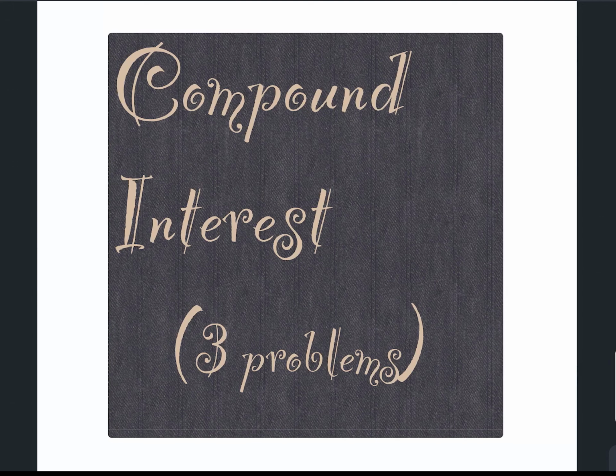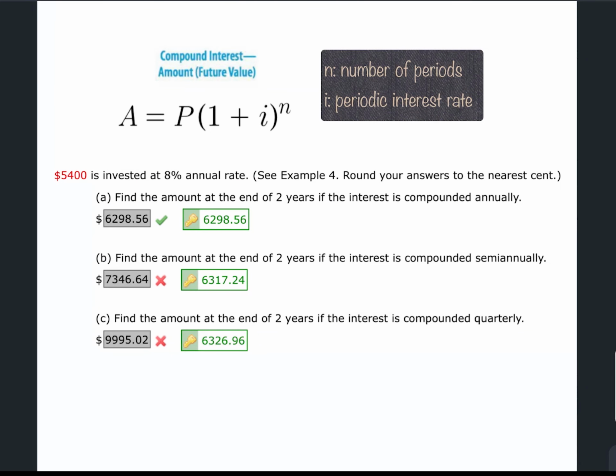Hey guys, in this video we're going to continue our discussion on compound interest with 3 example problems. Now, to review, as discussed in the prior video, the compound interest formula is composed of 3 values that we're going to take into consideration when calculating it. These values are P, the principal amount, or the initial amount of money that you begin the investment with, I, the periodic interest rate, and N, the number of periods.